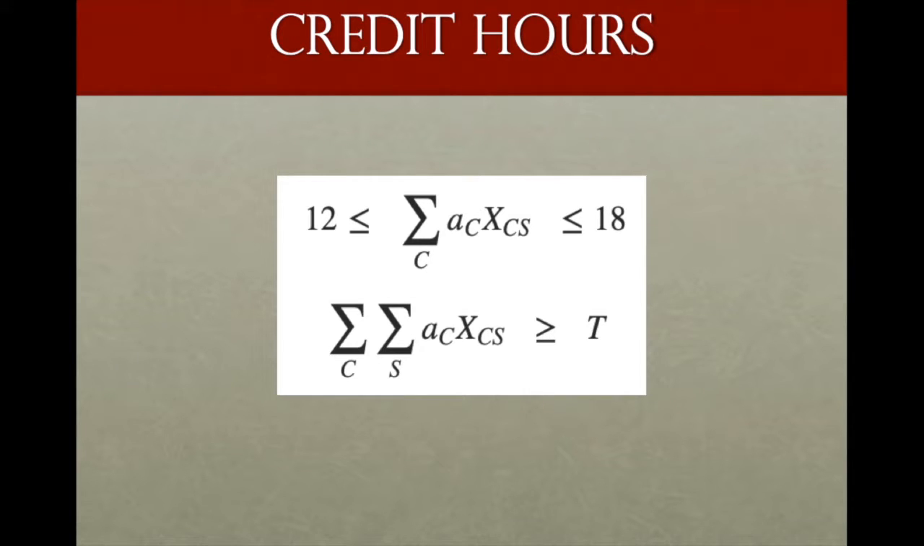Here we have some simple constraints for credit hours. The first makes sure any given semester the credit hours taken are between 12 and 18. The second ensures that there is enough total credit hours to graduate. The values are constants representing the credit hour value of the corresponding class.